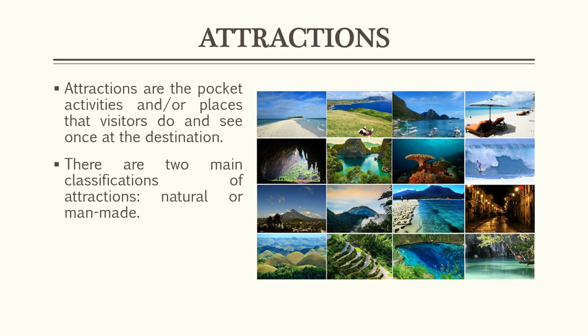Next and lastly is attractions. Attractions are the activities and places that visitors do and see once at the destination. There are two main classifications of attractions. It could be natural or man-made. Natural attractions involve the natural resources that we have, like beaches, mountains, rivers, hills, volcanoes, and so on. While man-made attractions are anything that is built by human beings. So we have buildings, museums, historical sites, and many more.